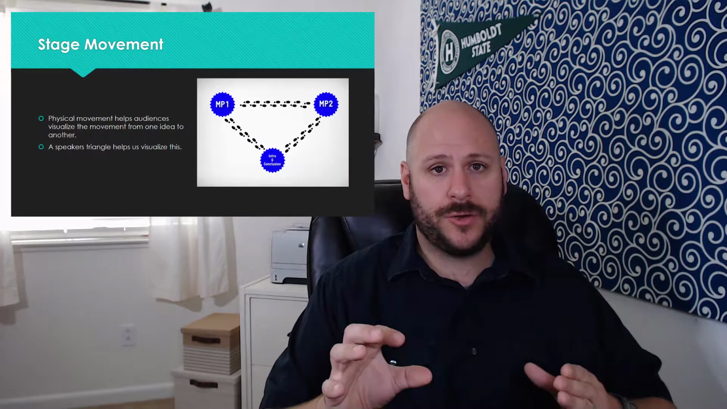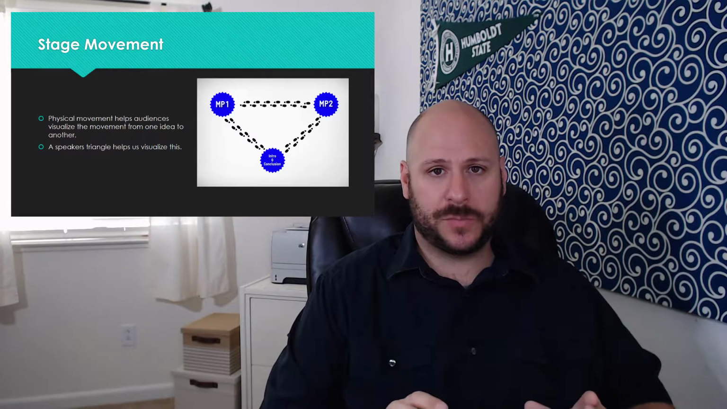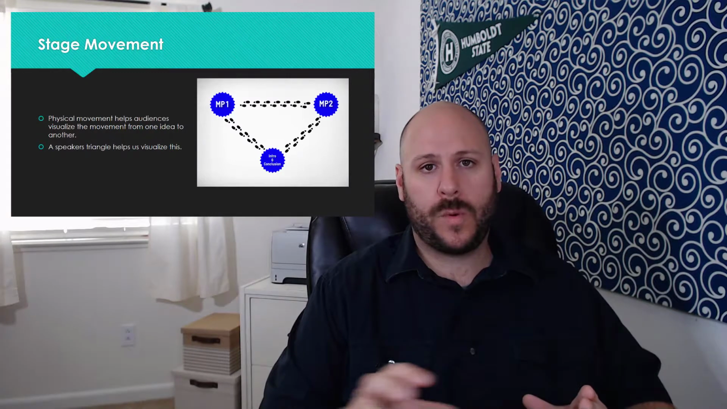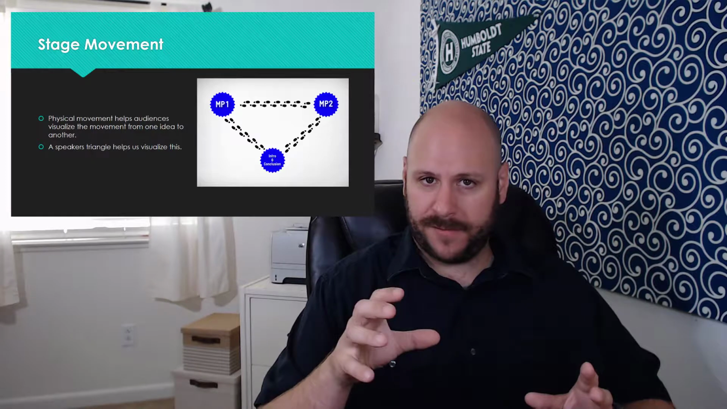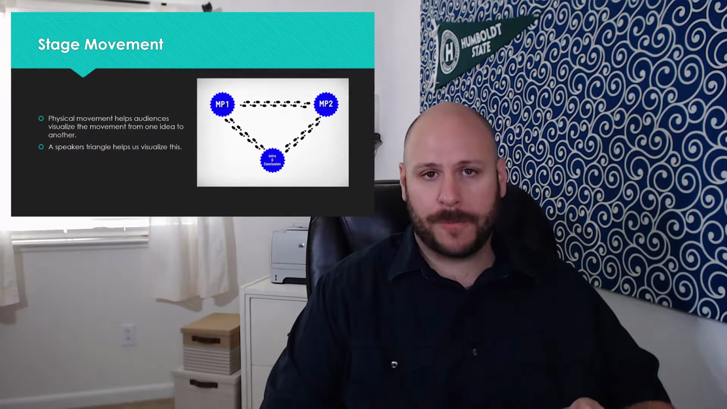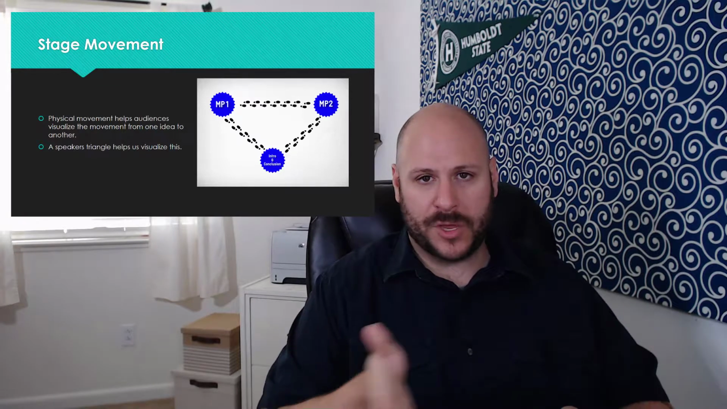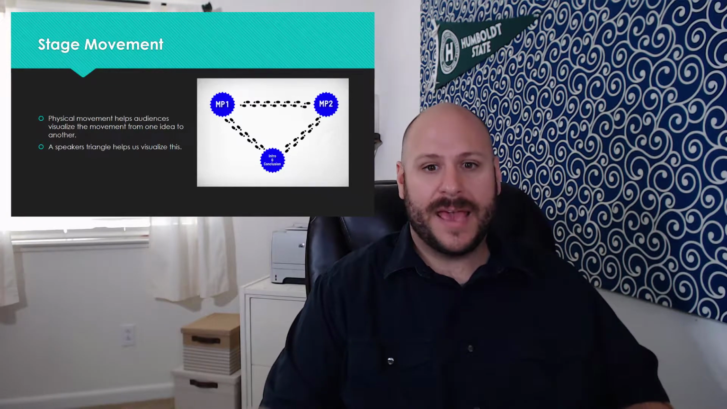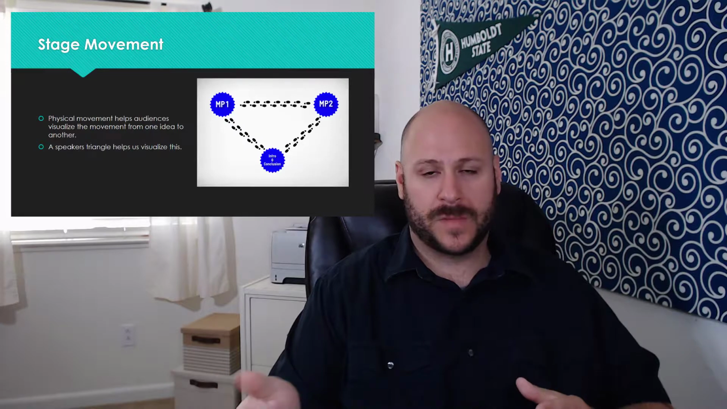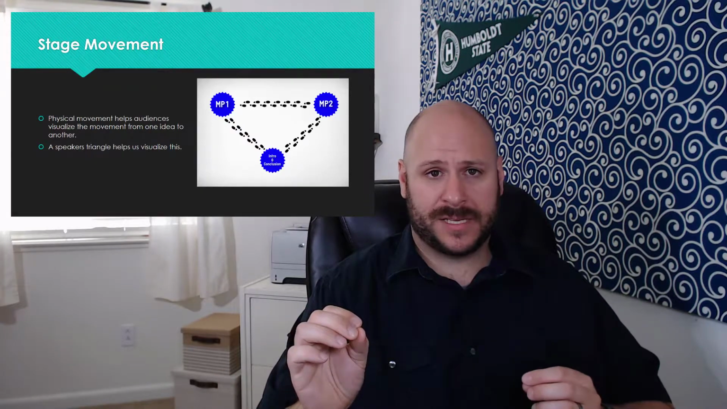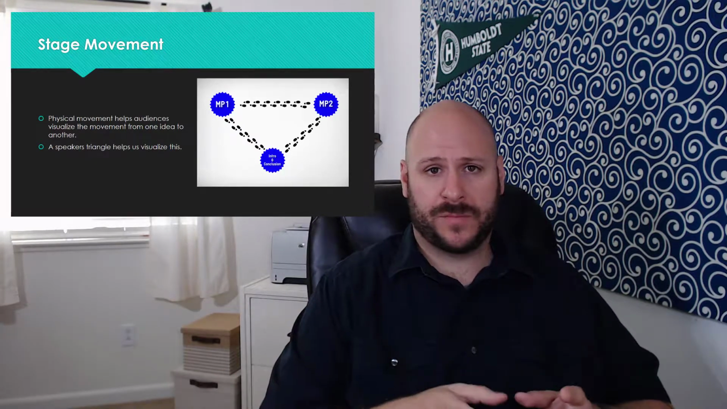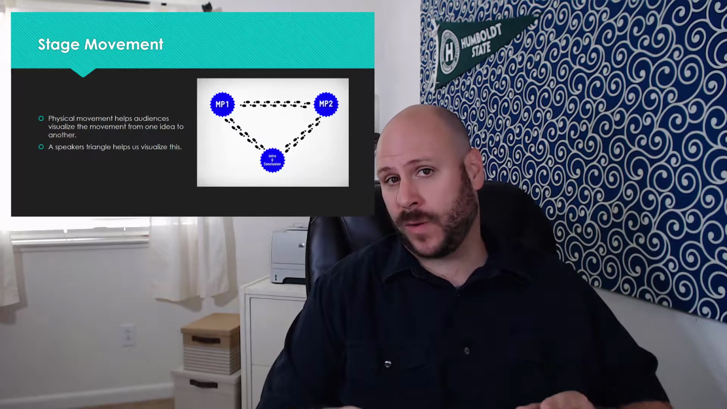And so what you can do is use stage movement to transition between those main points, so that when you're walking from one place in the stage to another, you're showing your audience that you are done with a main point and that you are moving on to the next one. And this can be really useful. Now, there's a bunch of different ways to do this, and for the most part, as long as you're using movement to show movement between ideas, you're doing well.